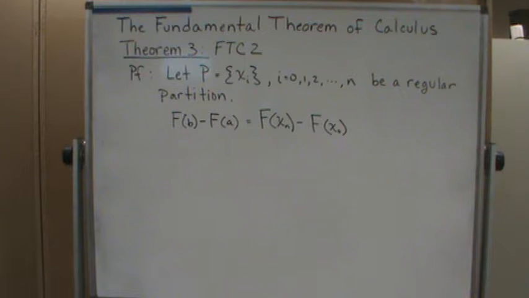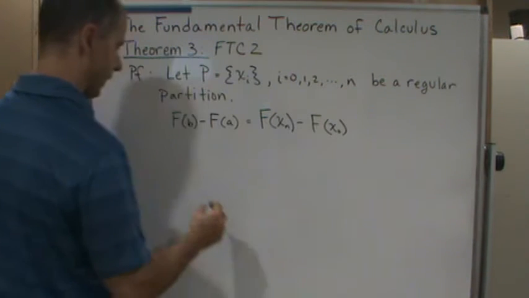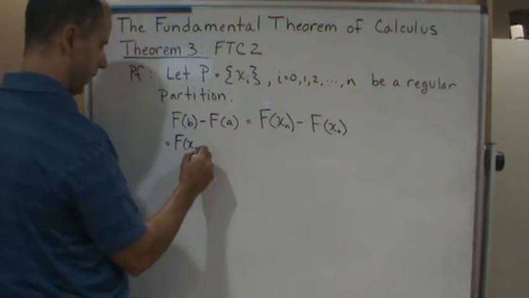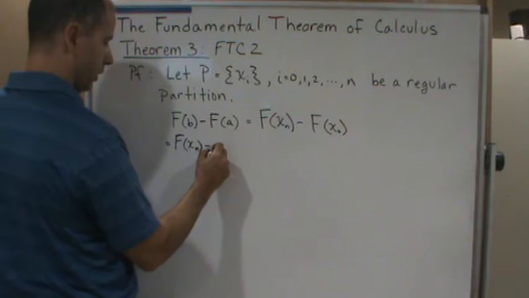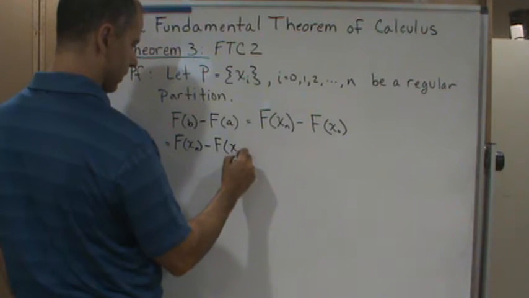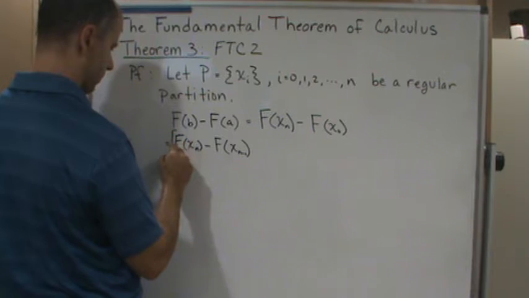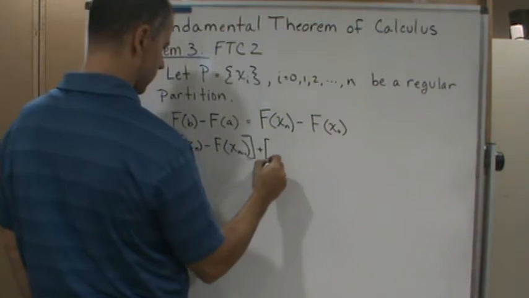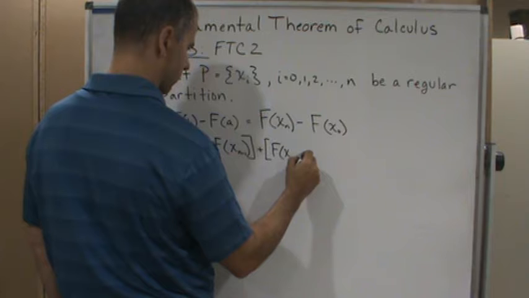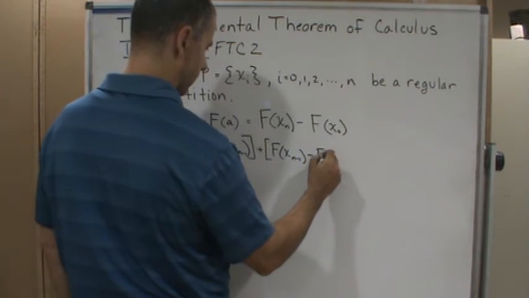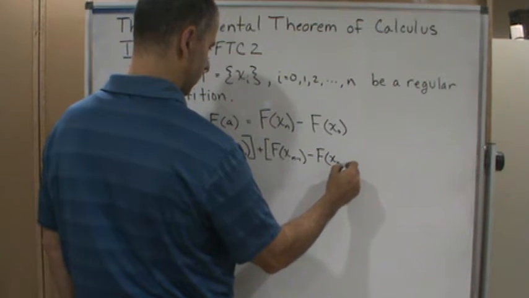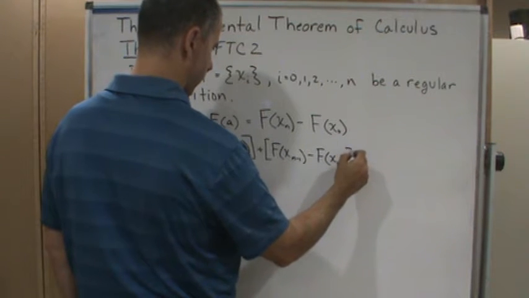But we can also write this by expanding this out, and I'm going to start here. I'm going to write a little smaller, so we can write this as f of x sub n minus f of x sub n minus 1, plus f of x sub n minus 1 minus f of x sub n minus 2, right?